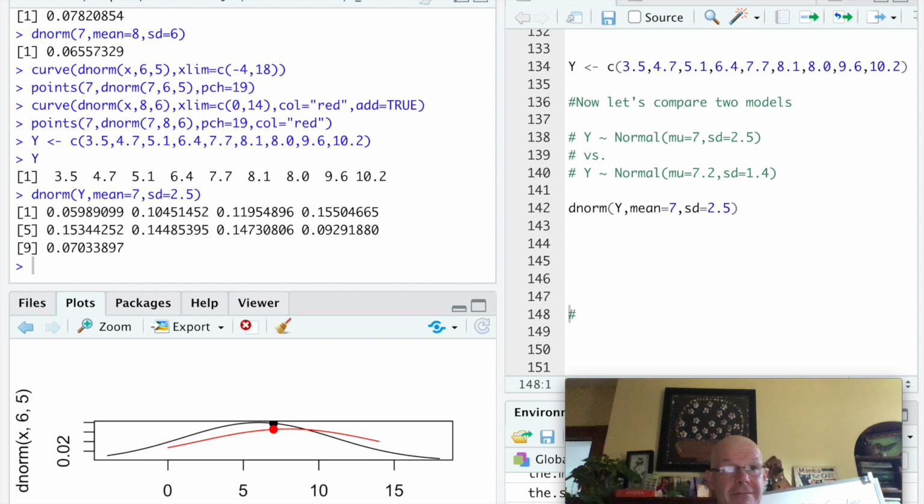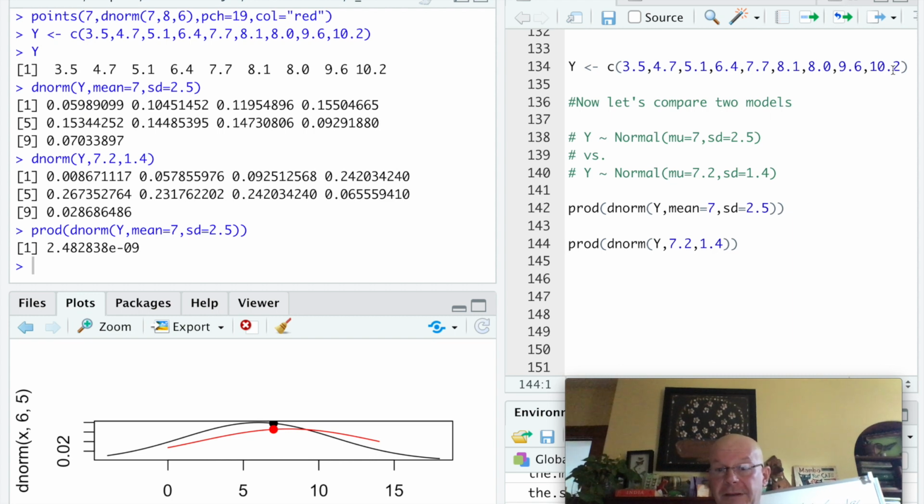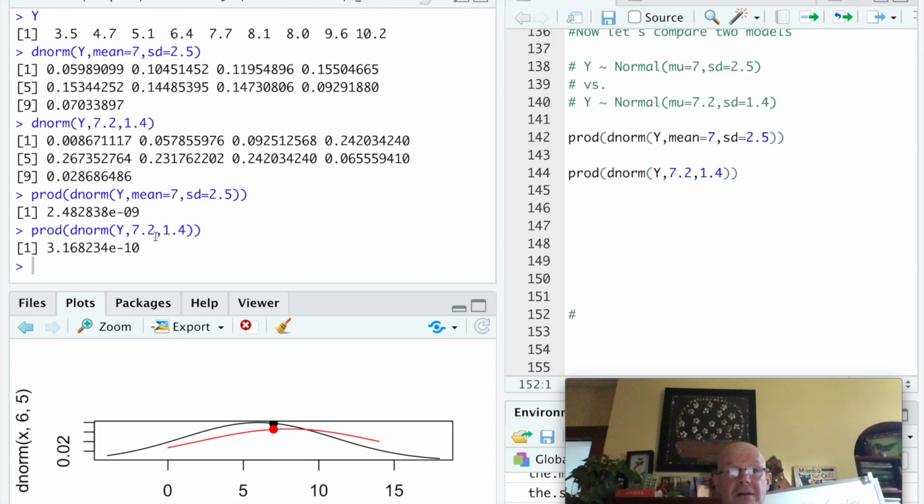And we could compare that against 7.2 and a standard deviation of 1.4. And there we have a vector of probability densities, not true probabilities, but just because they're densities doesn't mean that we can't play the old-fashioned let's multiply probabilities together. And so I can go ahead and take the product of this, which is just going to multiply them all together, and I can take the product of that, which is just going to multiply them all together. And that's going to give me the probability density for all of these data. That's the probability density. And then here is the probability density for 7.2 and 1.4.